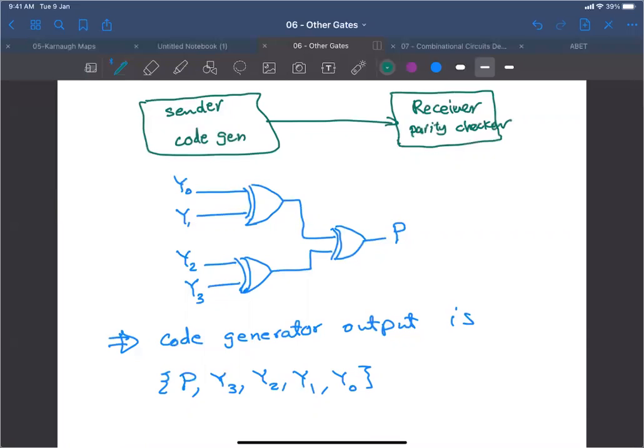The purpose of the parity checker is to generate an error signal. If the error is 1, it means that my parity is wrong. If the error is 0, it means that probably the parity is correct. Let's see how we can do the rest of the story, which is the parity checker.